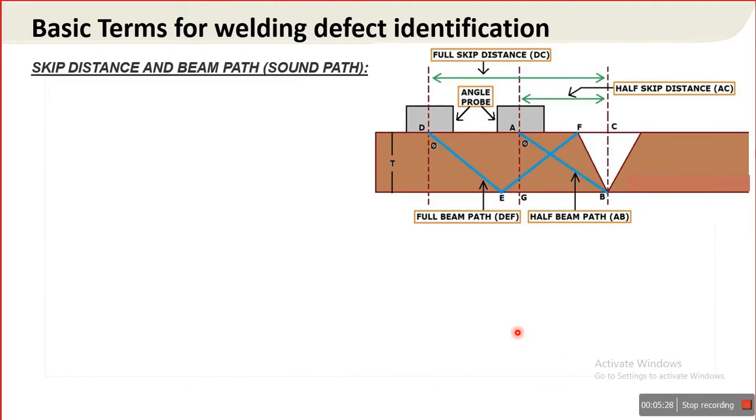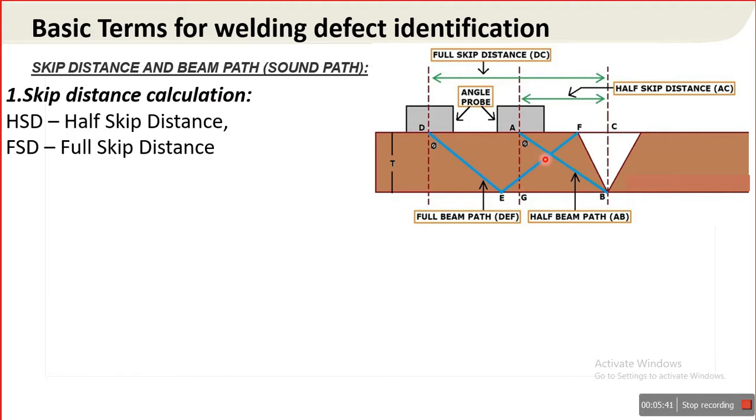So, basic terms of welding. You are familiar with this image from the previous lecture. So let us see the terminology and its formulas. First, skip distance calculation. There are two types of skip distance, that is half skip distance, which is shown over here, and full skip distance, which is shown over here. HSD is half skip distance, FSD is full skip distance.